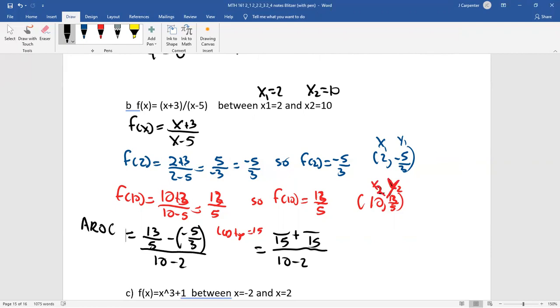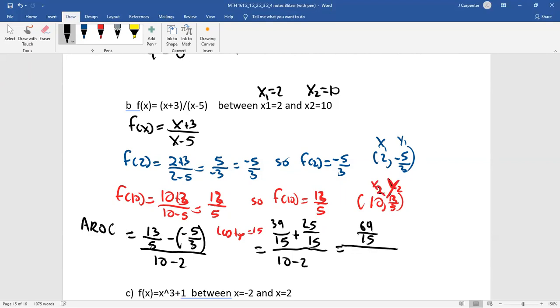5 goes into 15 3 times. 3 times 13 is going to be 39. Then for the second one, 3 goes into 15 5 times. 5 times 5 is 25. And then 39 plus 25 is the same as 40 plus 24, which is 64. So that's 64 over 15 in the top.